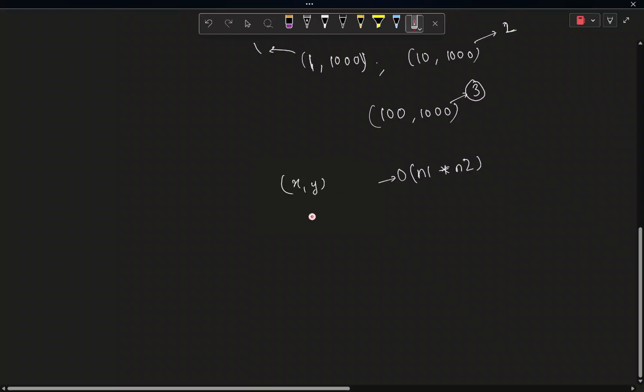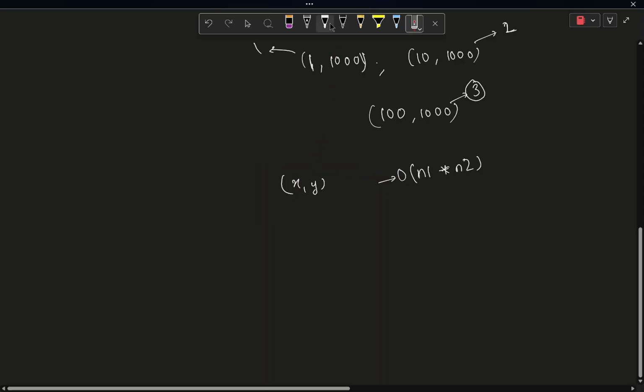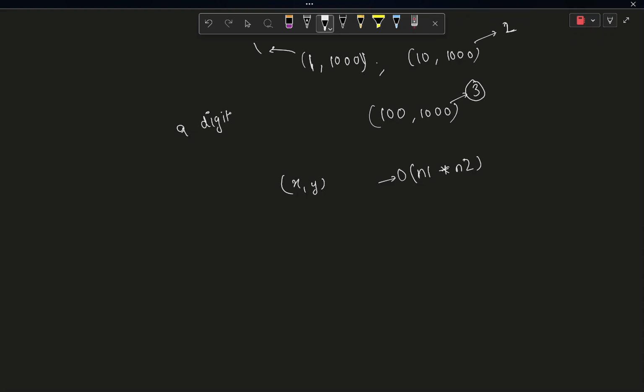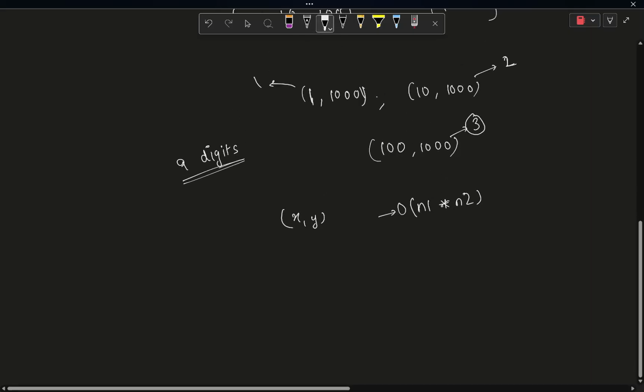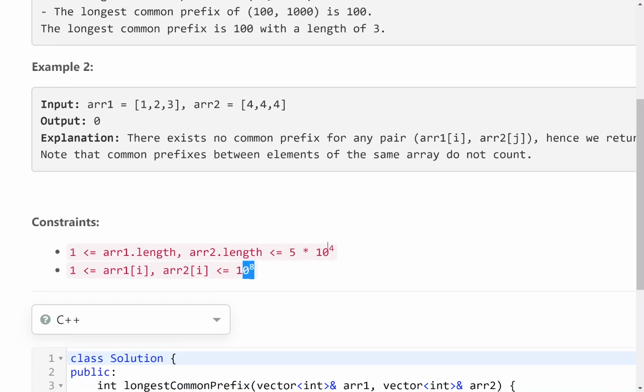Now, since the elements of the array are numbers up to 10 raised to the power 8, they would have at most 9 digits in case the number is 10 raised to the power 8. So finding the longest common prefix of a number is done in constant time complexity. So your overall time complexity will come out to be big O of n1 into n2, which will actually not work here.